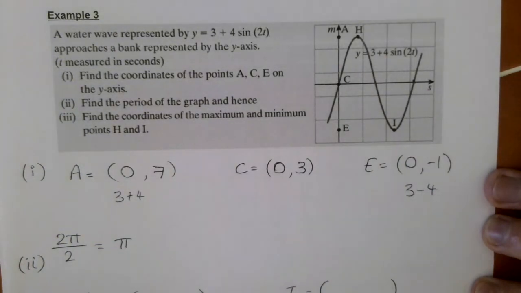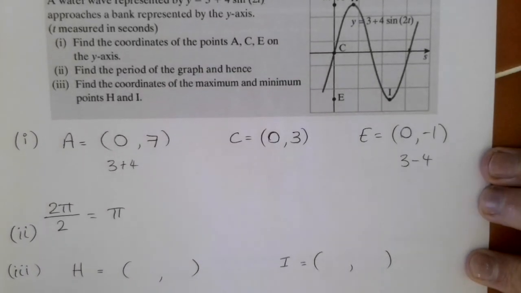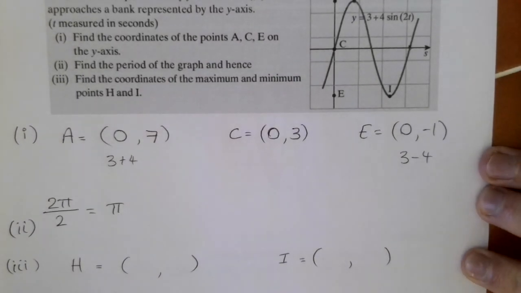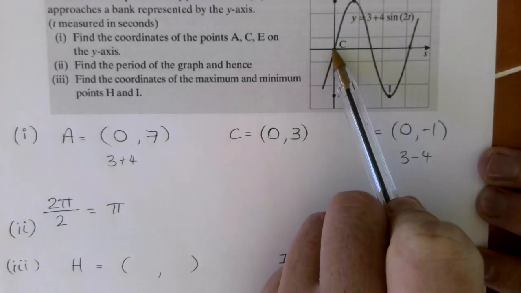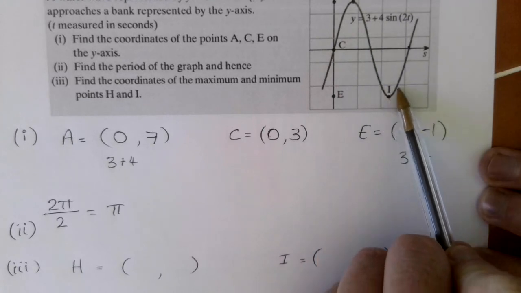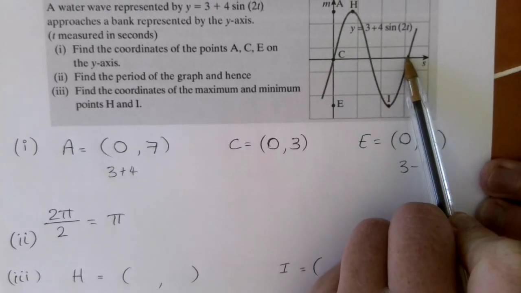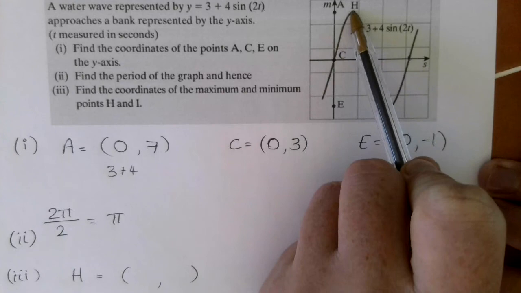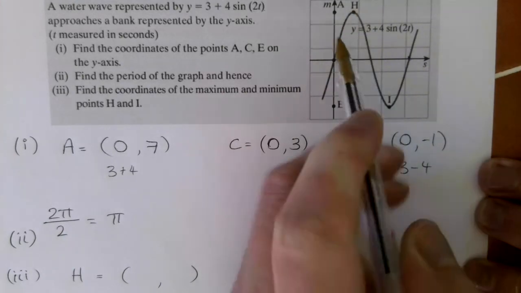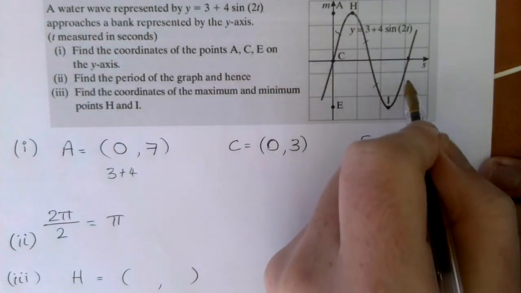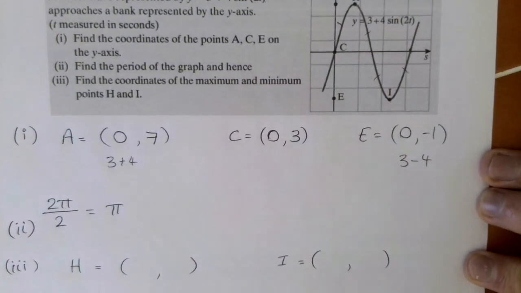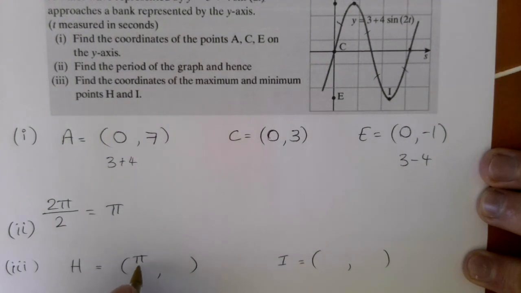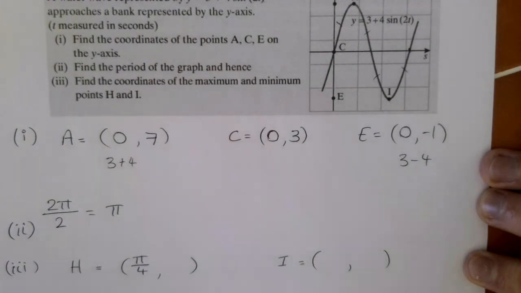What we have to do next then for the final part of the question is to find the coordinates of the maximum and the minimum points, so H and I. So if we know this full revolution here is pi, then to get this far, it's going to be a quarter of that, since it's split into 4 quarters, 1, 2, 3, and 4. So that means this point here has an x value of a quarter of pi, so that means it is an x value of pi over 4. And we already know it has a y value of 7 since it is a maximum.